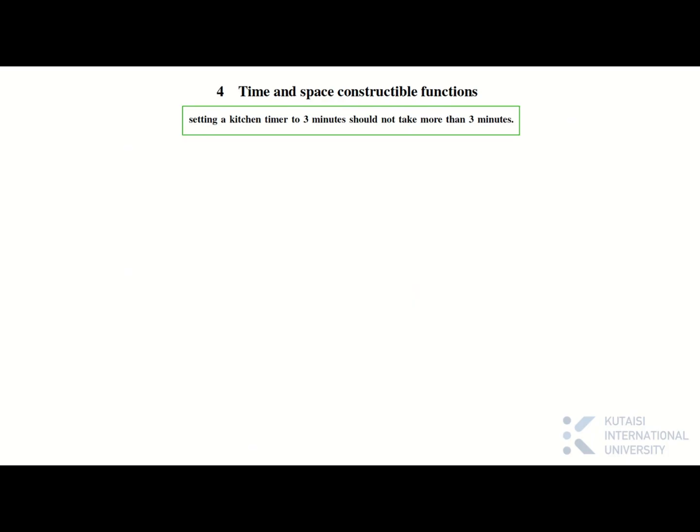The motto today of time and space constructible functions is that imagine you have a kitchen timer. You're baking a cake in the oven and you have a kitchen timer, and it only takes, let's say, 5 minutes for your cake to bake. It's completely useless to have a kitchen timer that takes more than 5 minutes to set up, right? If you want to time something for 5 minutes, but it takes more than 5 minutes to set the kitchen timer, it's useless. This is the motto. Setting a kitchen timer for 3 minutes should not take more than 3 minutes.